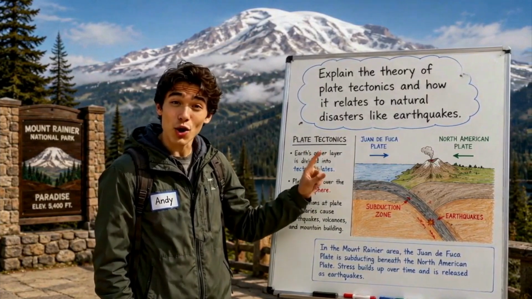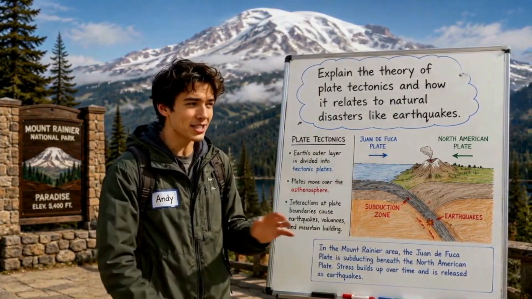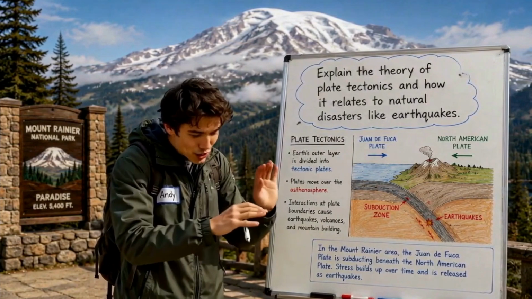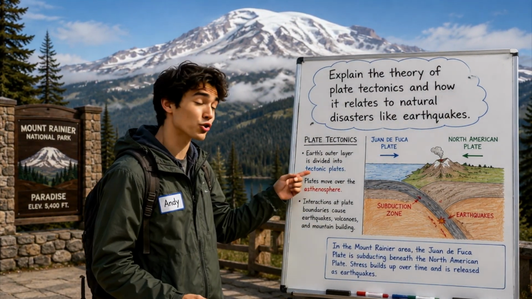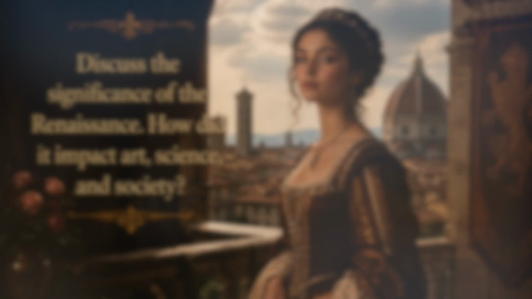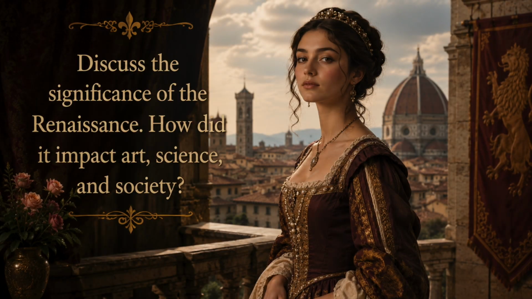For example, when 2 plates grind together in a fault line, like the Seattle fault zone, the stress can release as an earthquake. It helps us understand why earthquakes occur in certain regions and predict potential risks. Clear and informative, Andy. Thank you for that explanation.